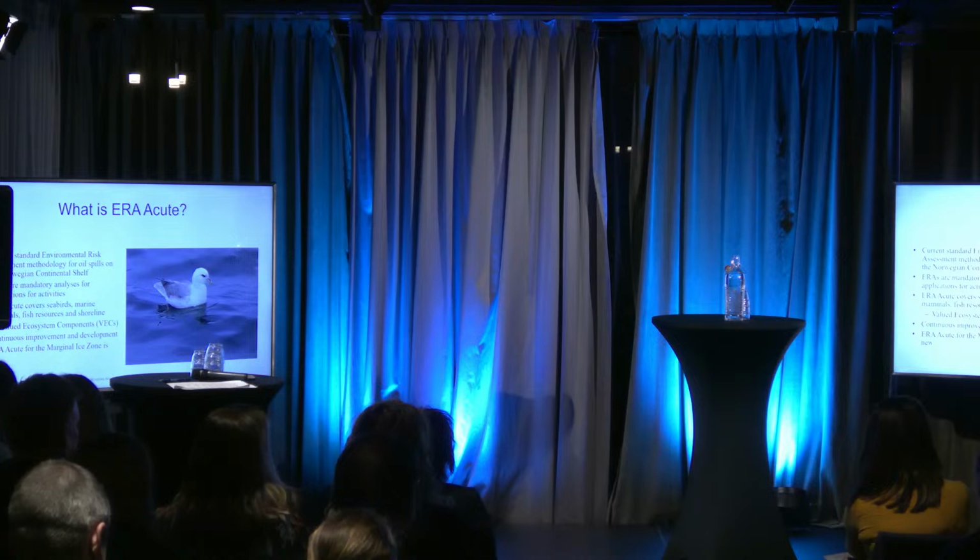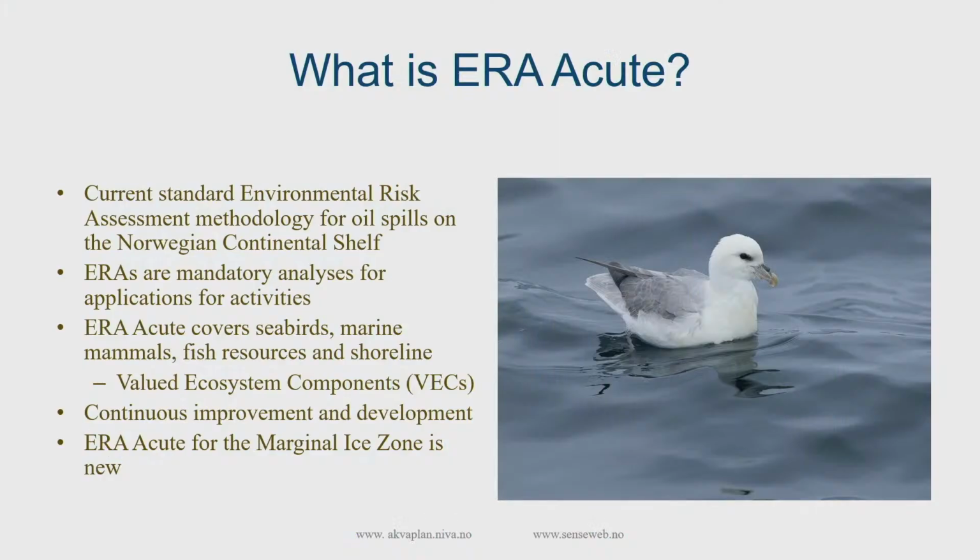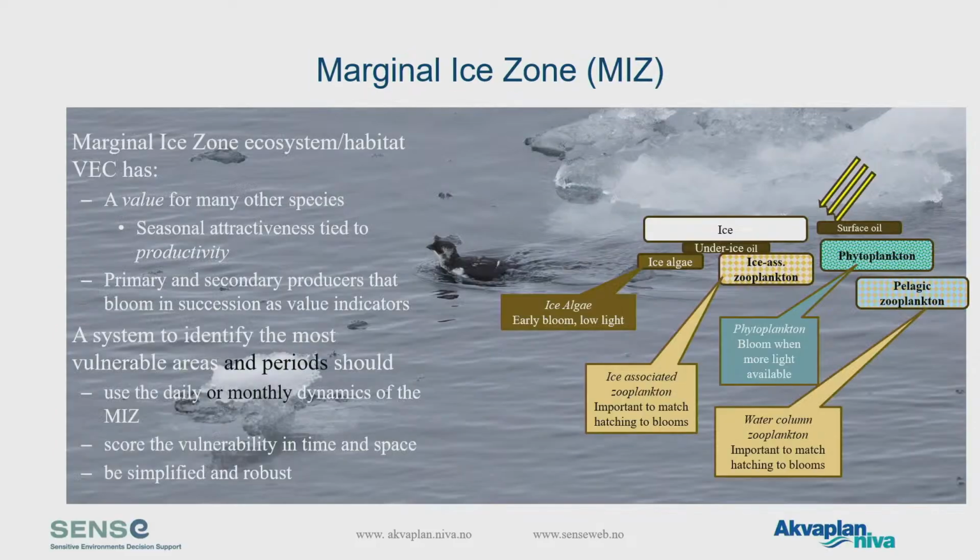ERA Acute currently covers seabirds, marine mammals, fish resources, and shoreline, and we call these resources valued ecosystem components, abbreviated VECs. Now, ERA Acute as a methodology is subject to continuous improvement and development. And one of the recent developments is the ERA Acute for the marginal ice zone, which is new. So if you go to the next slide, please.